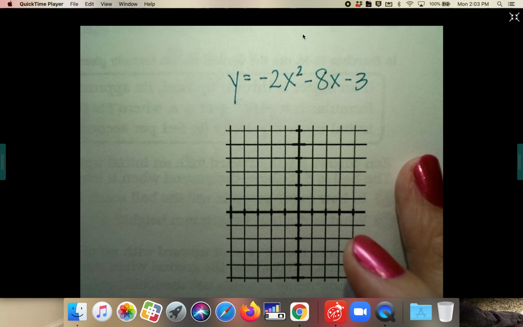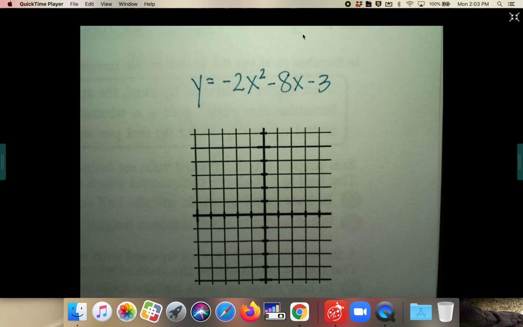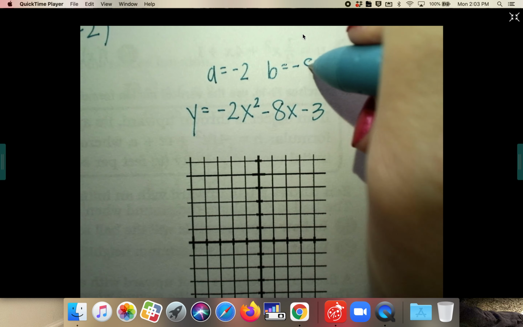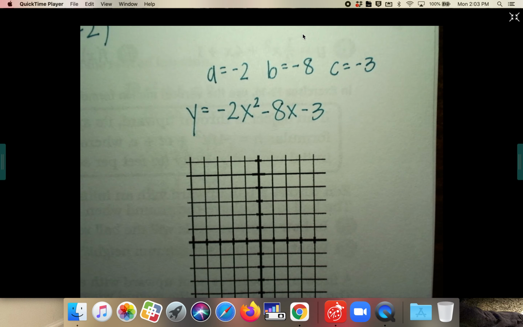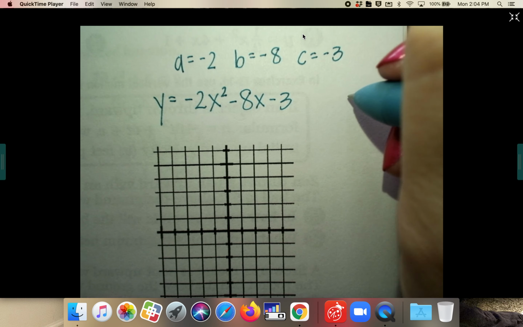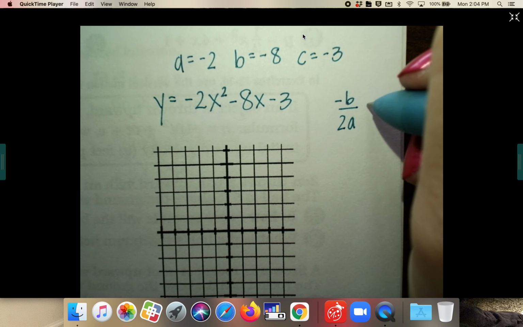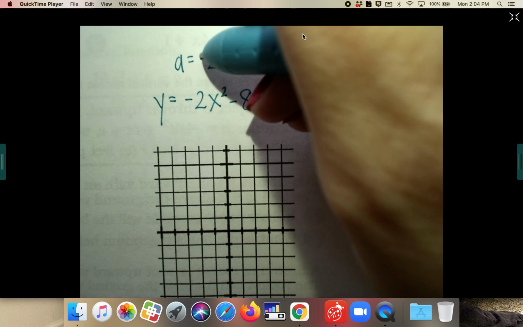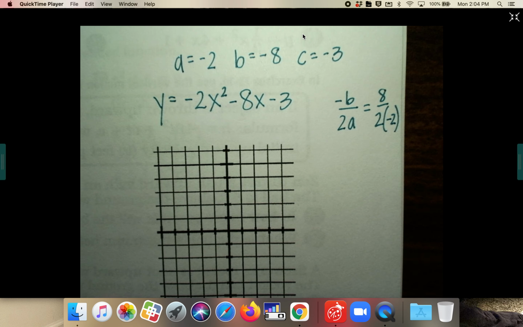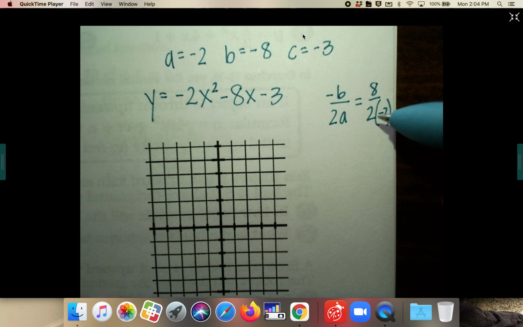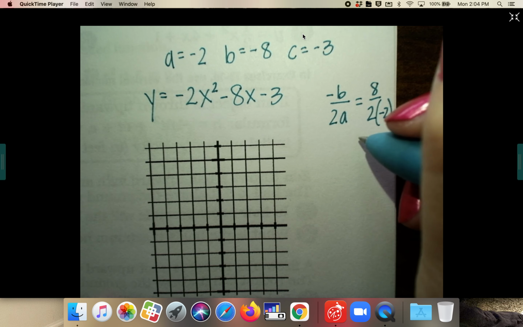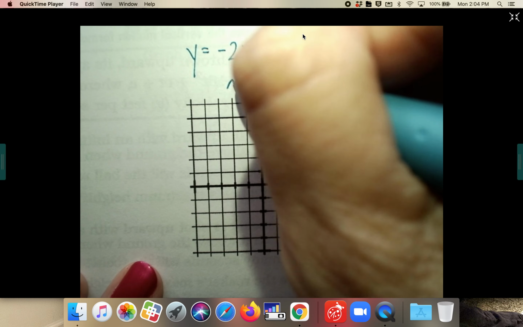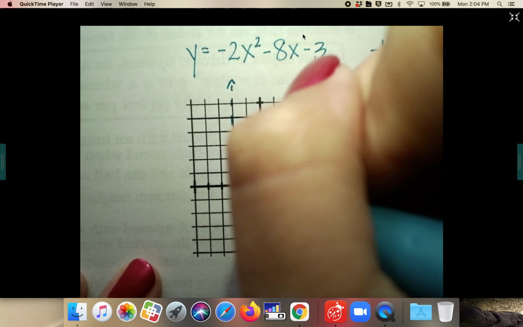so first thing you want to do is find that axis of symmetry by doing opposite b over 2a. My a term is negative 2, my b term is negative 8, and my c term is negative 3. Okay, so if we do opposite b over 2a, opposite of negative 8 is positive 8, over 2 times my a term, which is negative 2. 8 divided by negative 4 is negative 2. So my axis of symmetry is over here at negative 2.